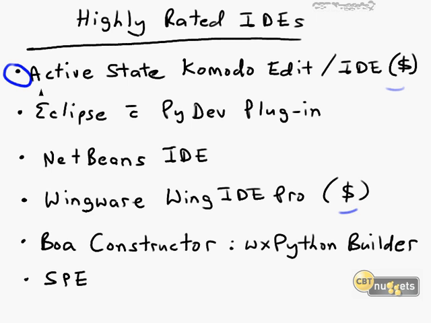ActiveState, who as we know publishes their own distribution of Python, has an excellent IDE called Komodo. Their Komodo Edit is a smaller free version of their IDE. The enterprise version is called Komodo IDE, and that does cost. The other one that costs, but in my opinion it's really worth it if you're going to get into Python development in depth, is from Wingware.